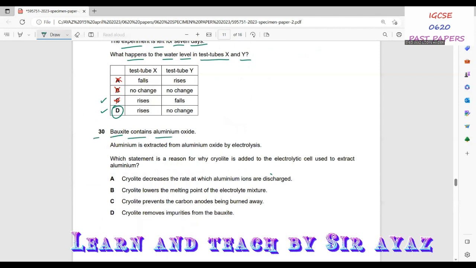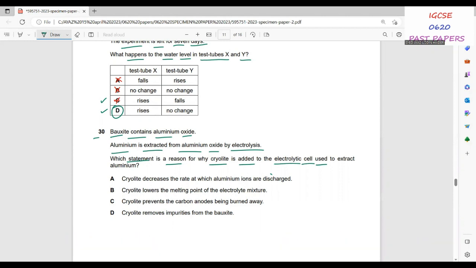Bauxite contains aluminum oxide. Aluminum is extracted from aluminum oxide by electrolysis. Which statement is a reason for why cryolite is added to the electrolytic cell used to extract aluminum? It's used to lower the melting point or to increase the conductivity. So only the correct answer in these statements will be B. Cryolite lowers the melting point of the electrolyte mixture.